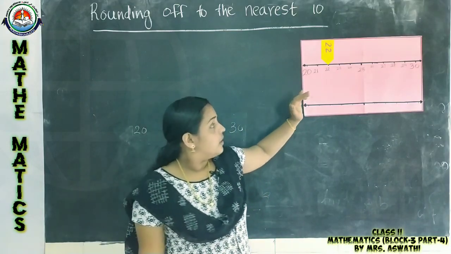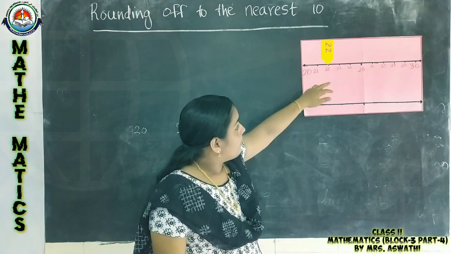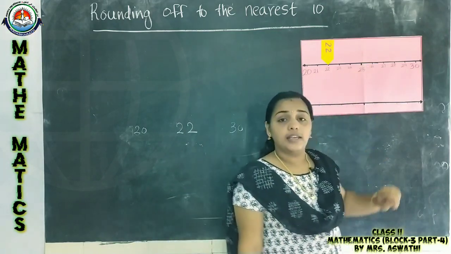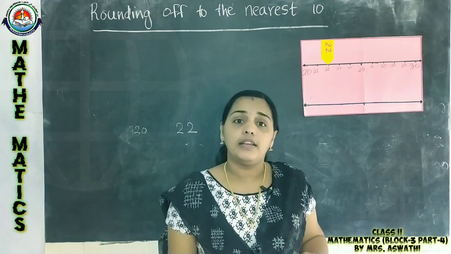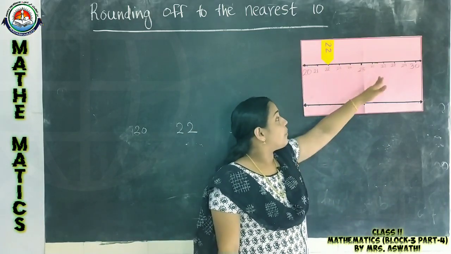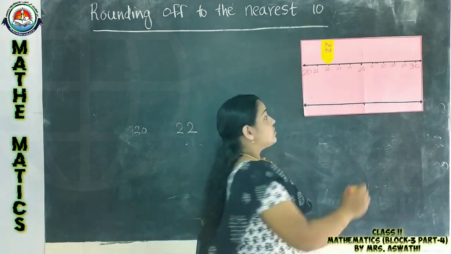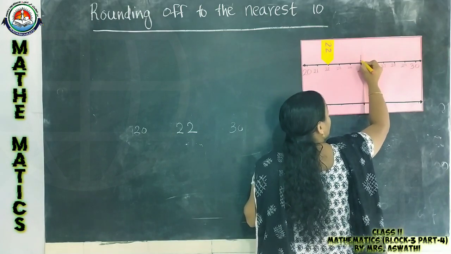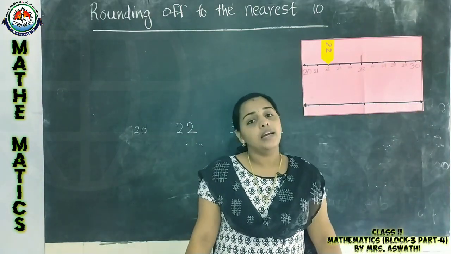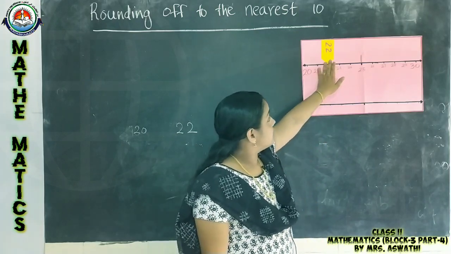So, here we can see the midpoint. Which is the midpoint of 20 and 30? How can we find that? The center point number is called the midpoint. So, it is the midpoint of this number line. So now we fixed the position of 22 here.